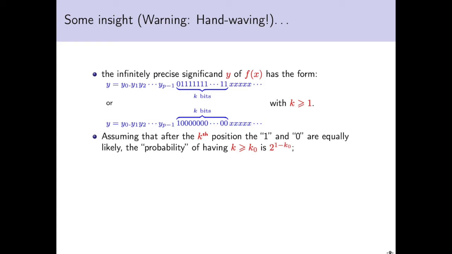So we are going to assume, and this is a very strong hypothesis, that after the kth position, the probability of having a 1 or a 0 is the same. So the probability, in this case, of having k larger than k0 is 2 to the 1 minus k0. Okay? So that means here, you want to have k minus 1 consecutive 1s or k minus 1 consecutive 0s.